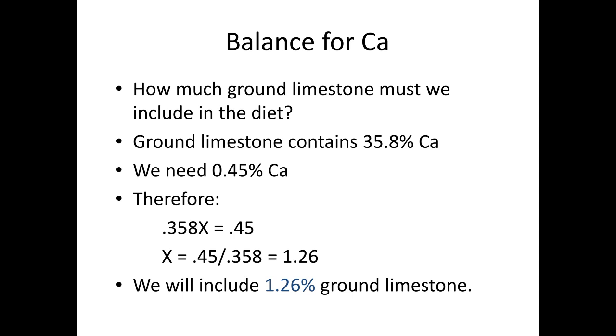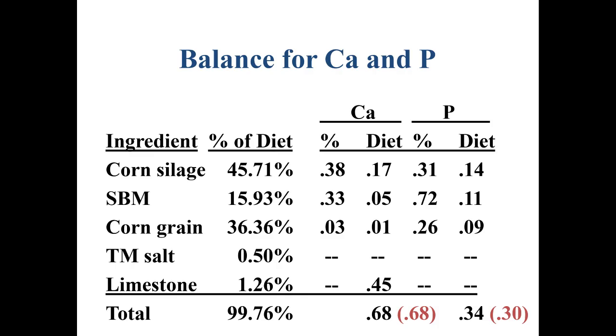0.358 times X. Okay, so the amount of calcium in limestone times the amount of limestone equals 0.45% calcium. In other words, X, how much limestone, times the amount of calcium in limestone will give us the amount of calcium that we need in the diet. So we solve for X. X equals 0.45 divided by 0.358 equals 1.26. We need to include 1.26% ground limestone.